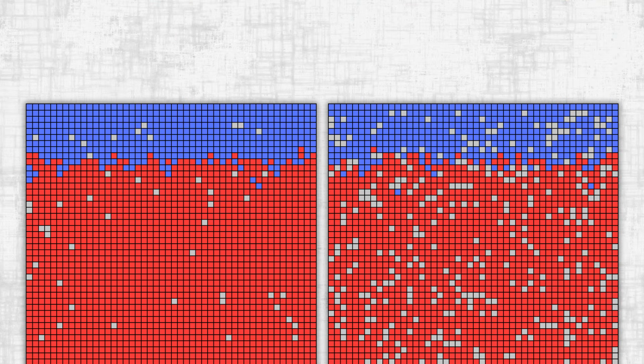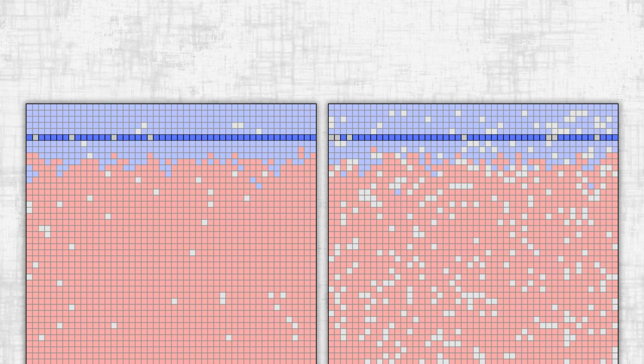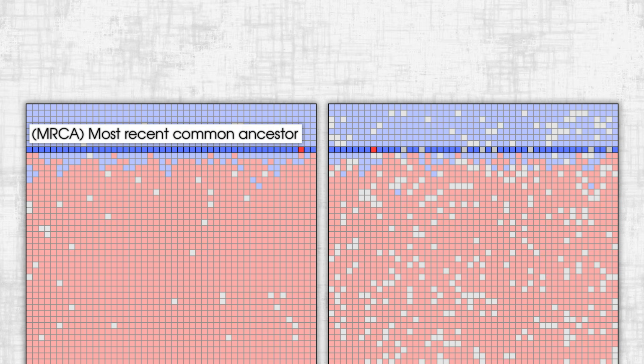Let's take a closer look at the later generations. We'll go back through the generations until we find someone who is an ancestor to every person in the last generation. And here it is: after 7 generations, we've found 2 such people. They are the most recent common ancestors for every single person in the final generation.